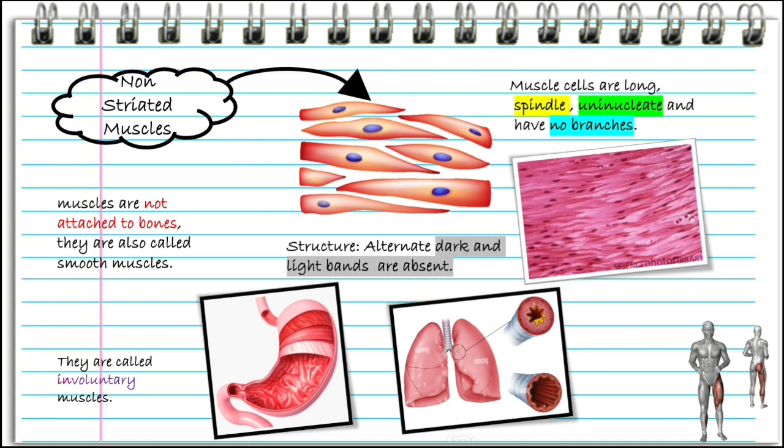So non-striated muscles are spindle in shape, uninucleated, and they do not have any branch. They don't have alternate light and dark bands. These muscles are not attached to our bones. They are smooth muscles and they are also called involuntary muscles.